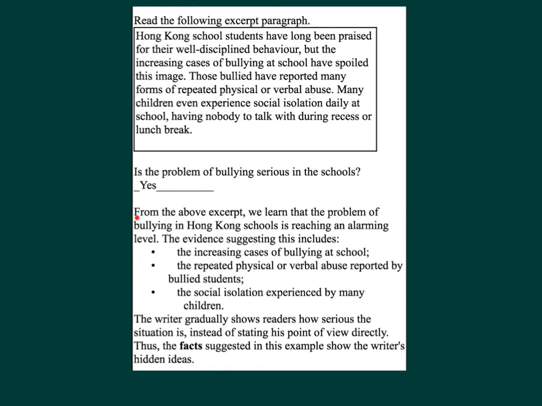Yes. From the above excerpt, we learned that the problem of bullying in Hong Kong schools is reaching an alarming level. The evidence suggesting this includes the increasing cases of bullying at school, the repeated physical and verbal abuse reported by bullied students, and the social isolation experienced by many children. The writer gradually shows readers how serious the situation is, instead of stating his point of view directly. Thus, the facts suggested in the example show the writer's hidden ideas.